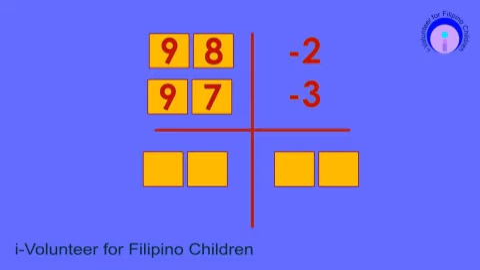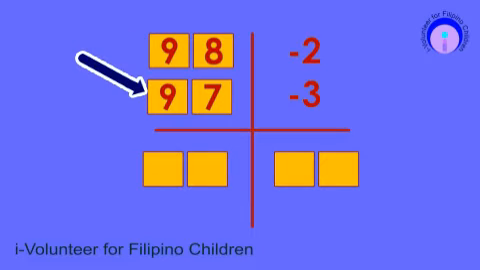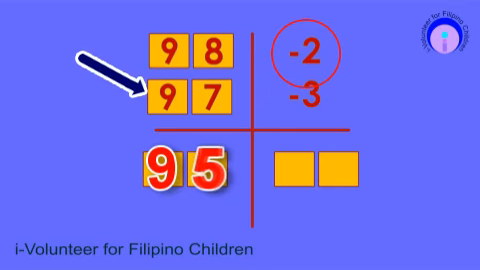Multiplier 97 is 3 units away from 100. Now, let's find the first 2 digits of the product. You may choose either the multiplier or the multiplicand to process. For example, 98 minus 3 is equal to 95, while 97 minus 2 is equal to 95.